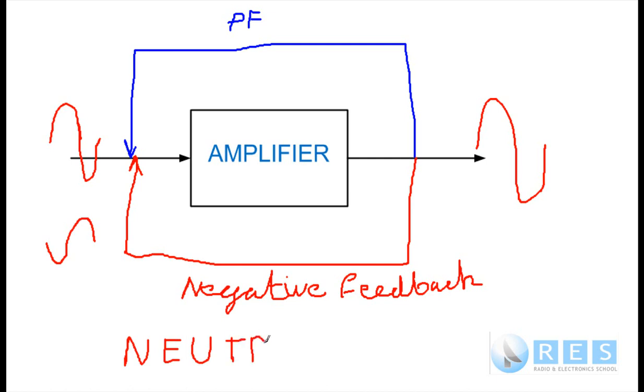We are neutralizing unwanted positive feedback with deliberate negative feedback. And that is called neutralization, and we do that in amplifiers, particularly radio frequency amplifiers, to stop them from oscillating.